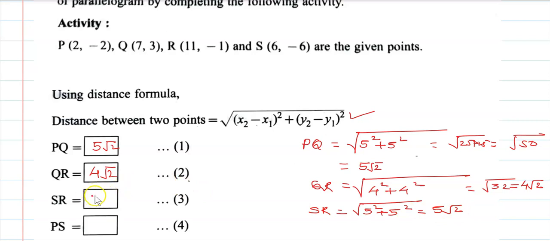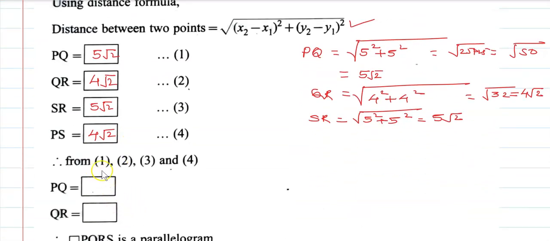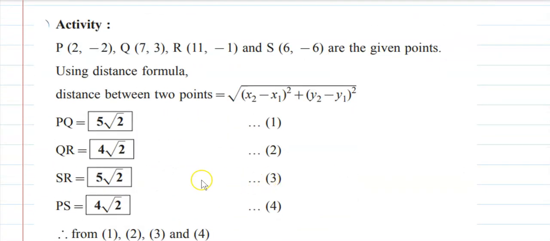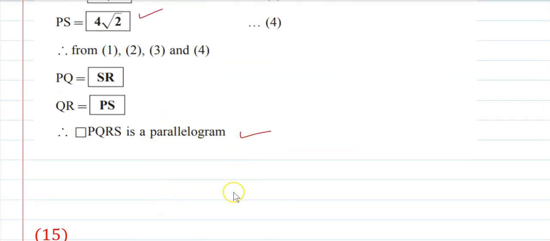Okay, this is also 5 root 2. पुन्हा तुम्ही पुढचं हे कॅल्क्युलेट करू शकताय. ते किती येणार PS? That is also 5 root 2. Means what here? From the 1, 2, 3, what is the PQ? PQ ची लेंथ कोणाबरोबर असणार आहे तर ती SR बरोबर असणार आहे. And QR is equals to PS. Opposite sides of these quadrilaterals are congruent and therefore it is a parallelogram. Okay. पुन्हा इथे हे ऍक्टिव्हिटी ते बघू शकताय. डायरेक्ट तुम्हाला त्या व्हॅल्यूज द्यायच्या आहेत. And hence it is a parallelogram.